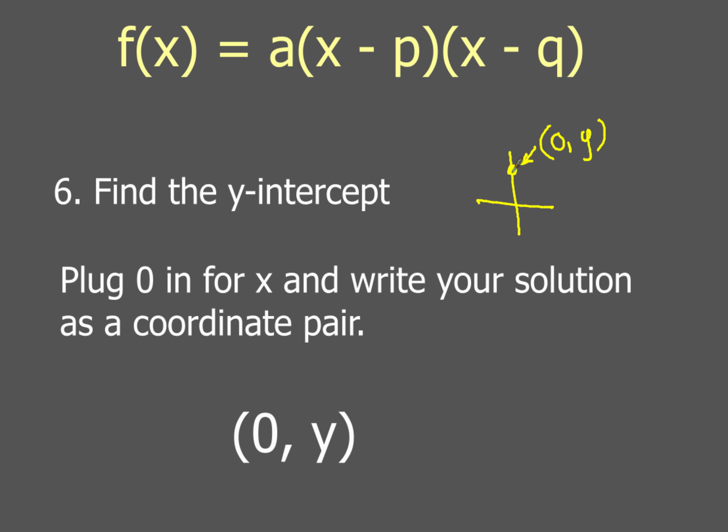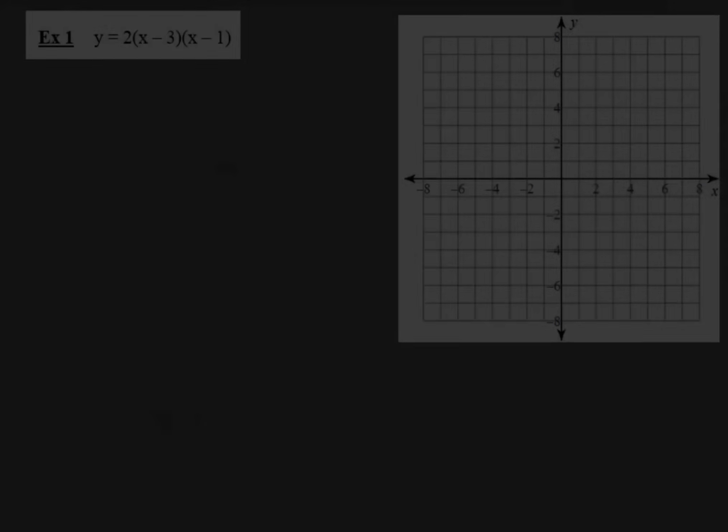Sometimes it's in the top part of the y-axis, and other times it might be below the x-axis. So your y-intercept has the coordinates 0 and then y. Now let's go ahead and take a look at two examples that we're going to do to put all of these pieces together.